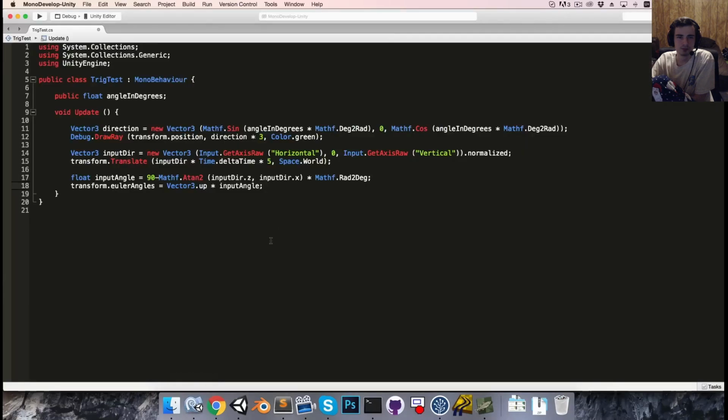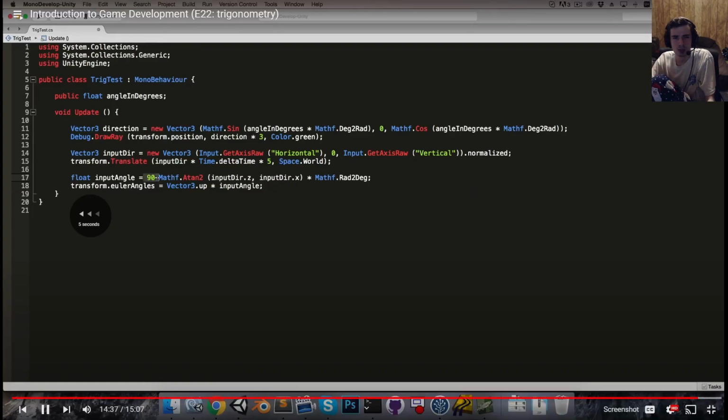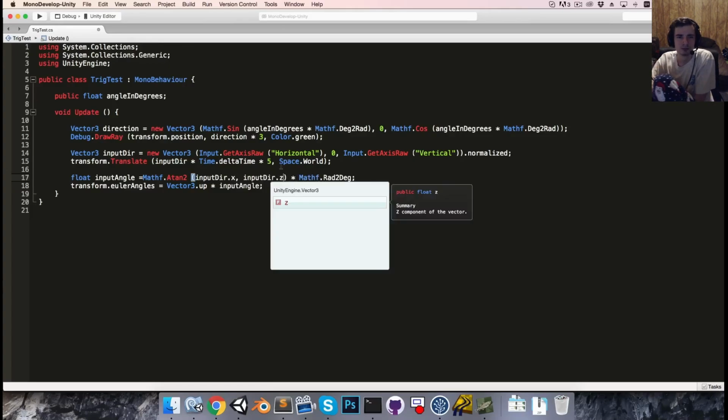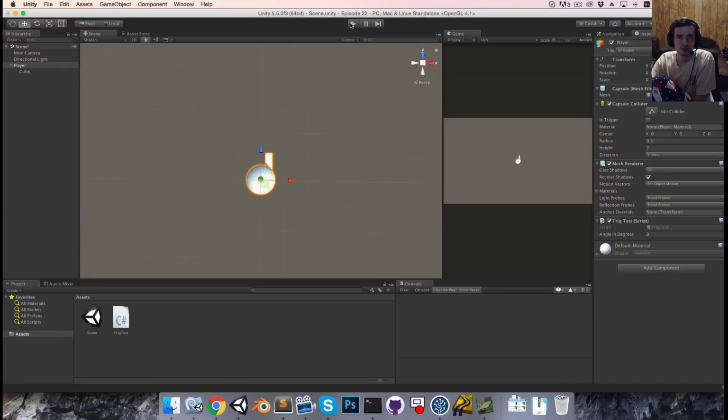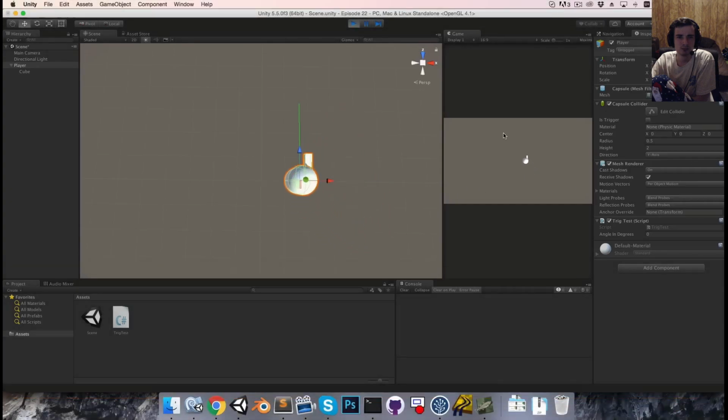The last thing I want to mention is that similar to how we could get rid of the 90 minus in this example over here by swapping sine and cosine, you can also get rid of the 90 minus over here by swapping the two components. So I can swap x with z, and if we save that now, you'll see that it works in exactly the same way.